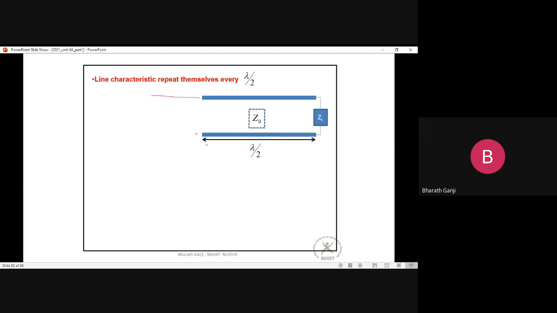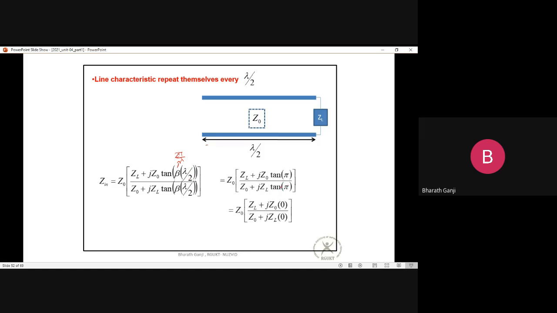So if you take another lambda by 2 line, again the input impedance is ZL. Why does that happen? Because of your formula: if you put the length of the line as lambda by 2, you know beta is 2 pi divided by lambda, so lambda cancels out and you get tan pi, which is 0. You can see this cancels out and Z0 cancels out and you get an answer equal to ZL.